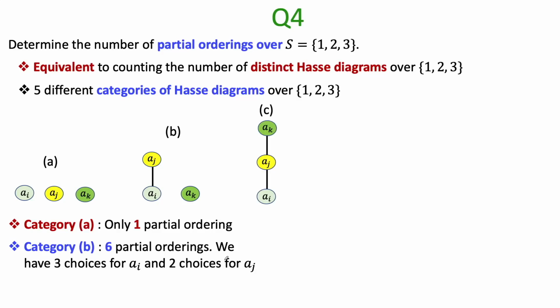My category 3 could be where I have a total ordering among AI, AJ, AK. Namely, my Hasse diagram is a chain.